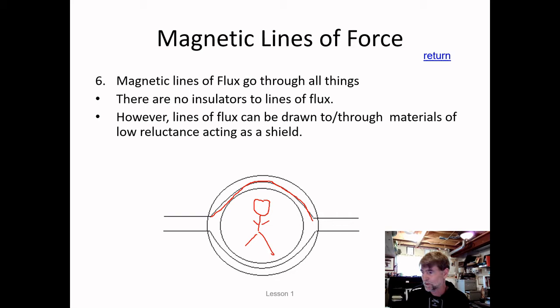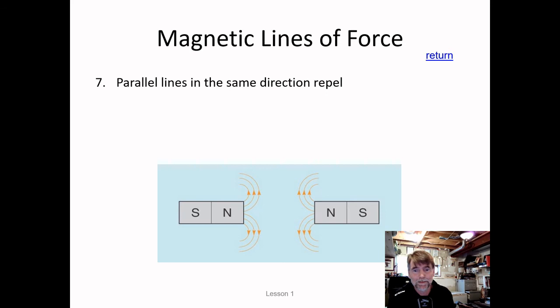So parallel lines in the same direction repel. So this is the very first picture that we saw, okay? Remember that these lines of flux create complete loops. So this actually comes all the way around and back in there. And I can put an arrow there, which is south to north internally. But we don't state it that way. We always talk about north to south externally. So there's an arrow there.